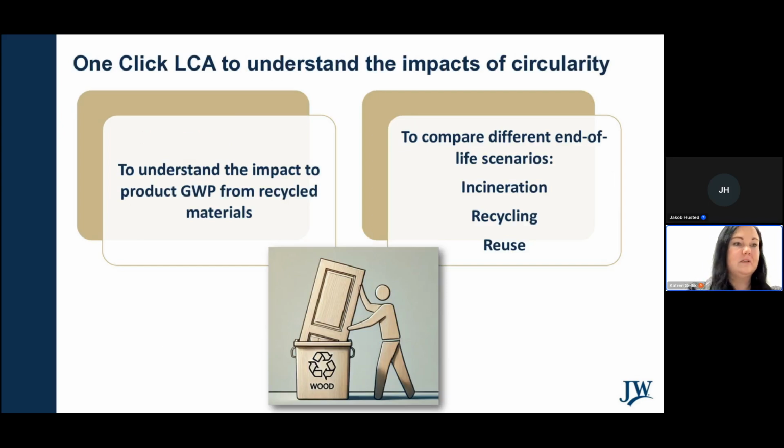Then if we look also into the full life cycle, and not only new product development, there is another huge topic that we see, not a future topic anymore but an ongoing one: circular economy and circularity requirements. I think it was this year that we started to use One Click LCA to also understand the impacts of circularity of our products.